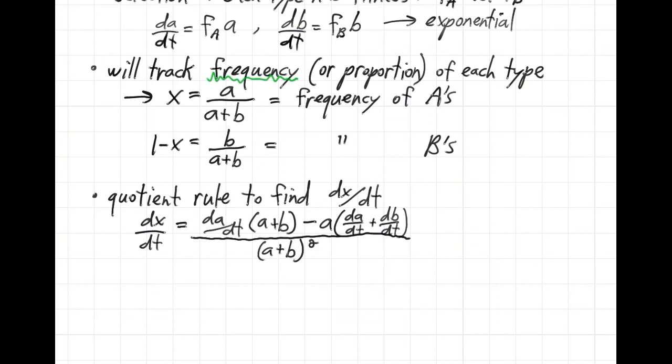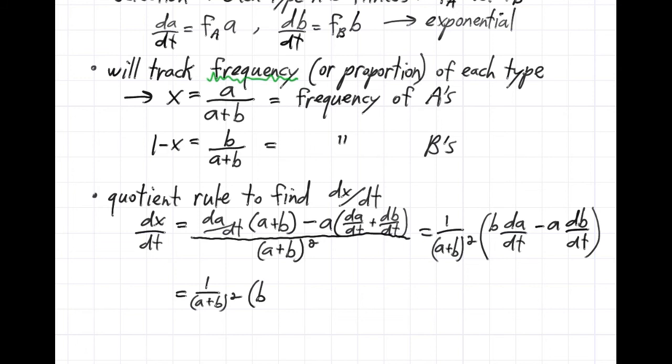And we can simplify that a little bit. We still have 1 over (A plus B) squared, but the numerator is a little bit simpler because we have A times dA dt occurring in two places, here and here. So they cancel each other out and leave us with just this. And we can further simplify that because we know what dA dt and dB dt are. So the first term in the brackets is B times FA times A, because that's what dA dt was.